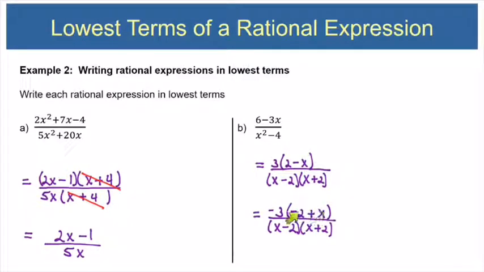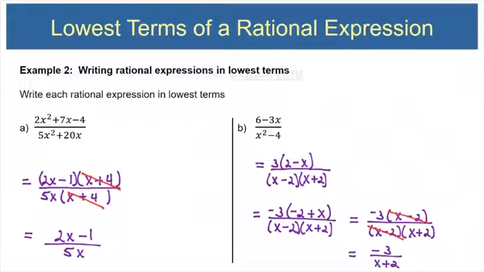I'm going to go ahead and use the commutative property to change the order of the two terms here. And so the only thing that will change here is that I'm writing negative 2 plus x as x minus 2. And then the denominator stays exactly the same. And when you write it in that form, you can see that the x minus 2's are going to cancel. And that's going to leave us with a final answer of negative 3 over x plus 2.